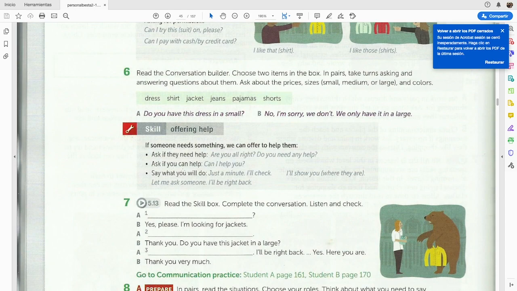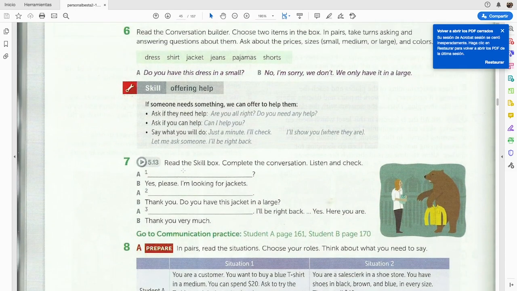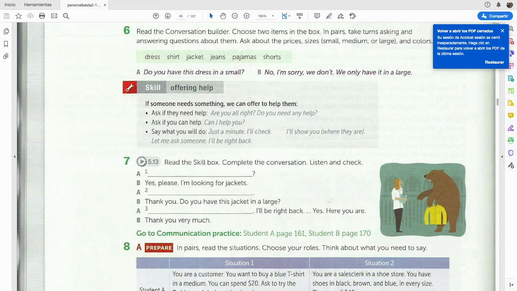And then here says offering help. When you go, let's say, to a supermarket or to a department store, sometimes it's common to hear these expressions, like when offering help. For example, here says, are you all right? Do you need any help? Can I help you? Just a minute, I'll check. I'll show you.